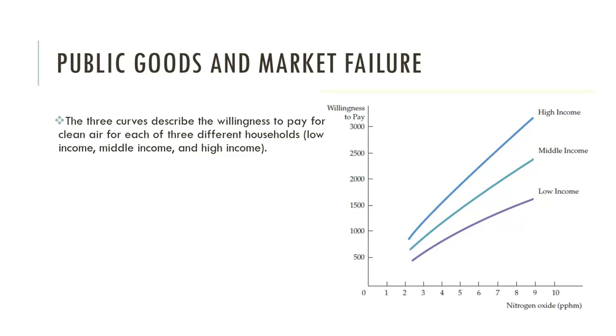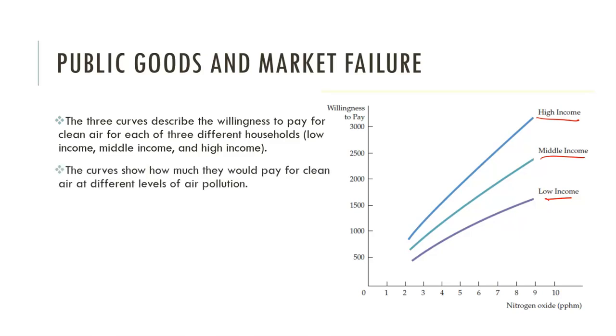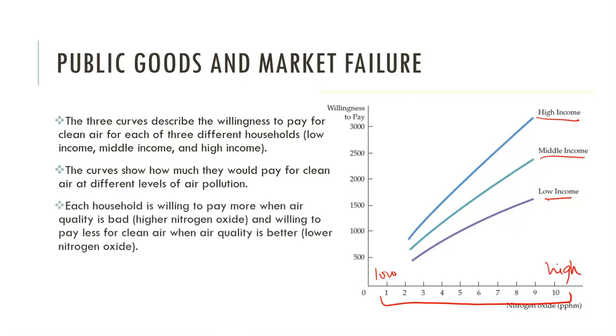This example is from your book looking at the demand for clean air and how much people are willing to pay. So when we look at high income households versus middle versus low, the high income households are willing to pay more for clean air than the low income households. The curves show how much each would pay at different levels of air pollution. So down here is the amount of pollution. So we would say low pollution all the way up to high pollution. And each household is actually willing to pay more when air quality is bad. So over here, we have bad air quality.